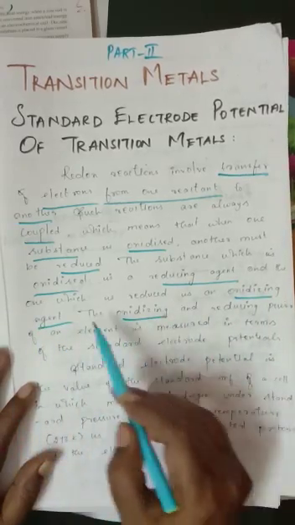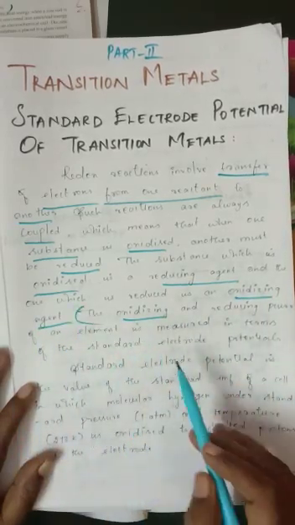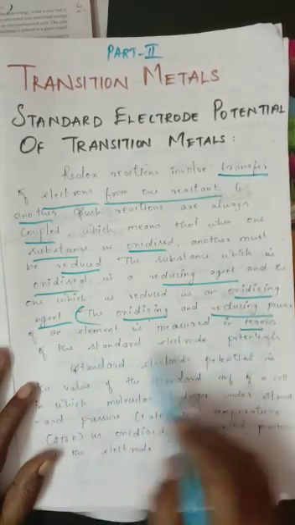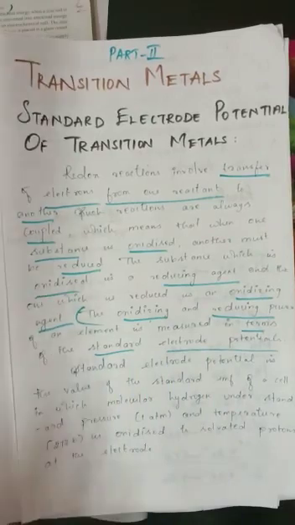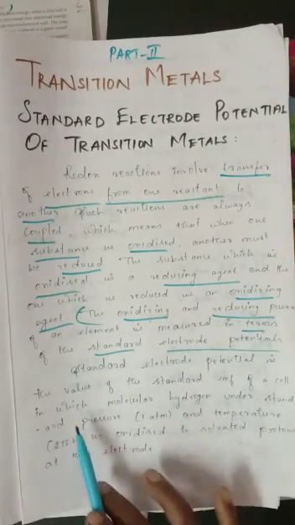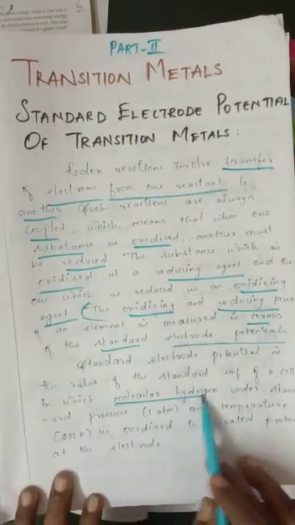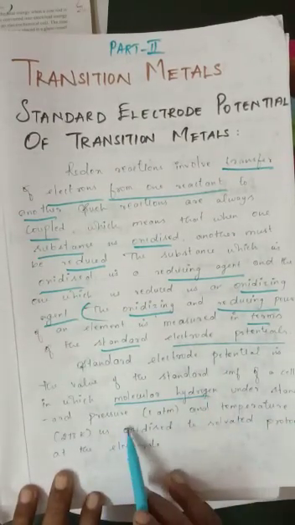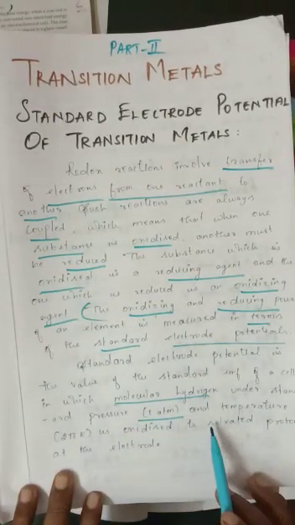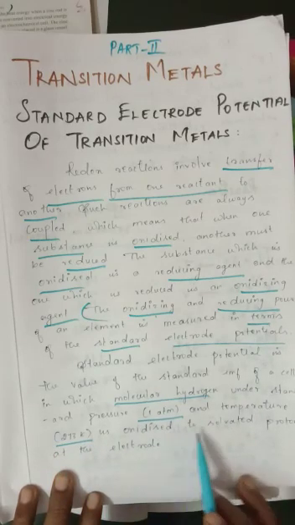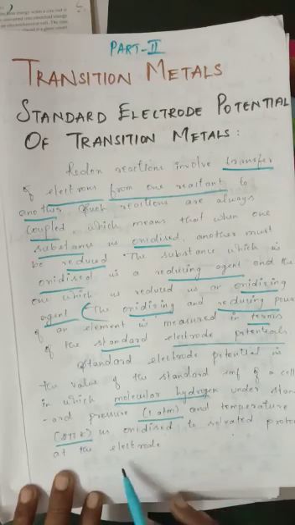So what is standard electrode potential? The oxidizing and reducing power of an element is measured in terms of standard electrode potential. The standard electrode potential is the value of the standard EMF of a cell in which molecular hydrogen under standard pressure, that means 1 atmosphere pressure, and standard temperature, it means 273 Kelvin, is oxidized to solvated protons at the electrode.